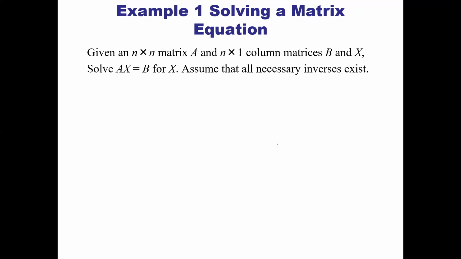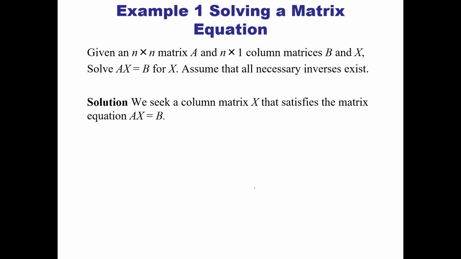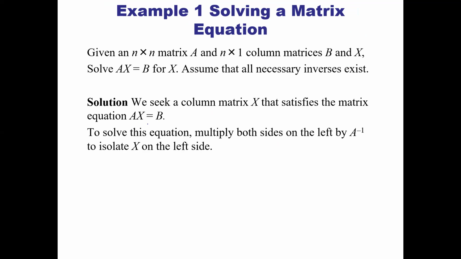Given an n by n matrix A and n by 1 column matrices B and X, solve AX equals B for X, assuming all necessary inverses exist. So we have to assume everything is going to work. We're going to seek a column matrix X that satisfies the matrix equation AX equals B. To solve this equation, we multiply both sides on the left by A inverse. Remember, A inverse times A is your identity.